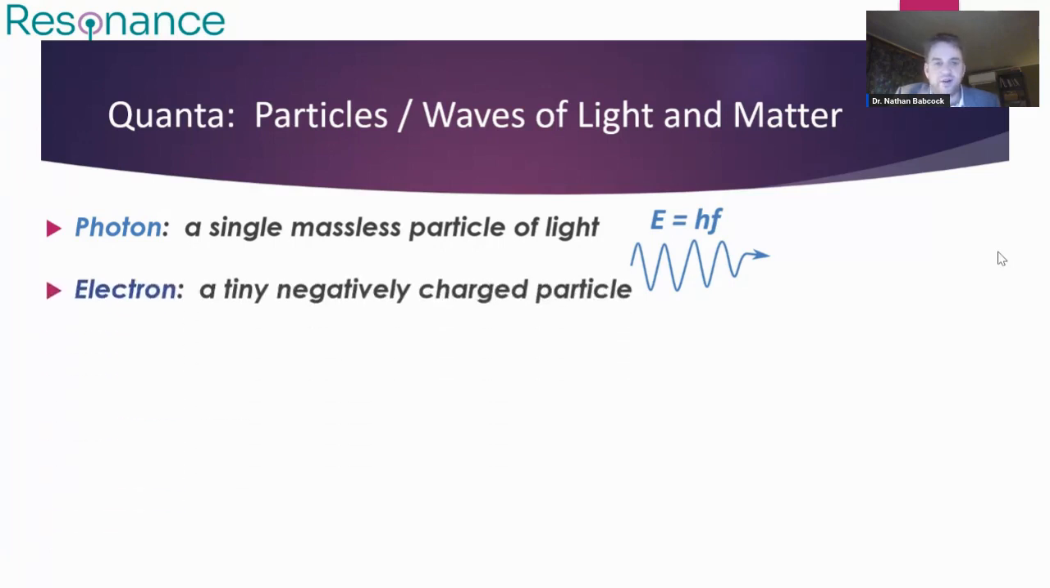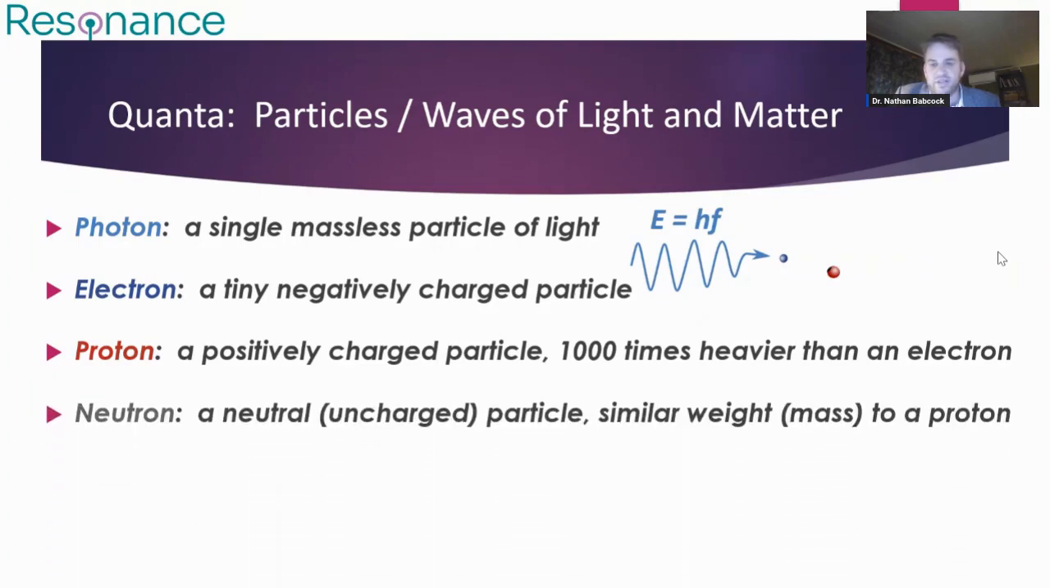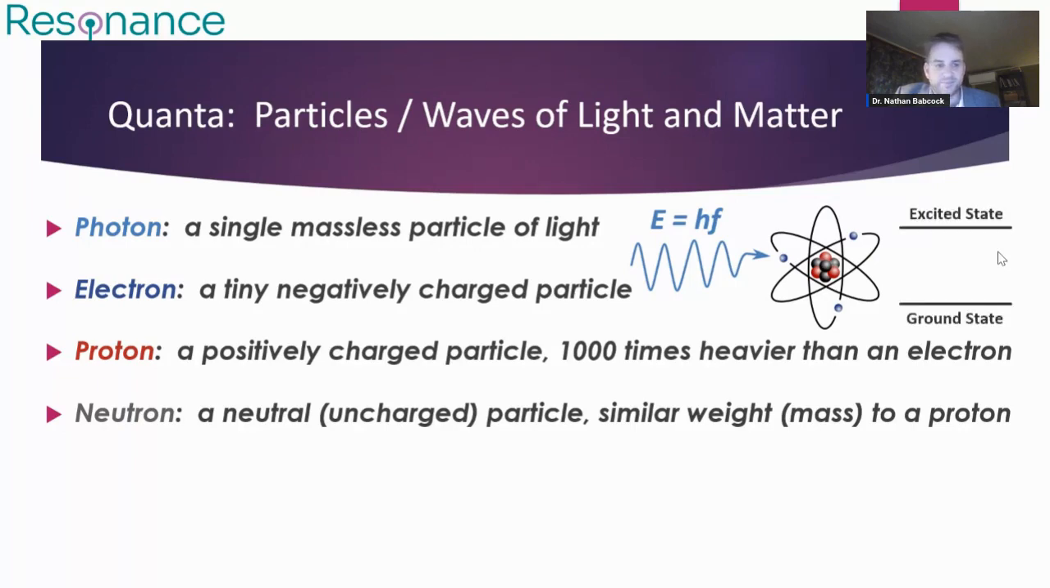A photon can interact with an electron, a tiny negatively charged particle. These electrons are typically found orbiting the nuclei of atoms, which contain protons, a positively charged particle, 1,000 or more times heavier than an electron, and neutrons are also found in the nucleus of an atom, which is often represented in a familiar picture where the electrons orbit the nucleus, although the nucleus is in fact much smaller than is revealed in this picture.